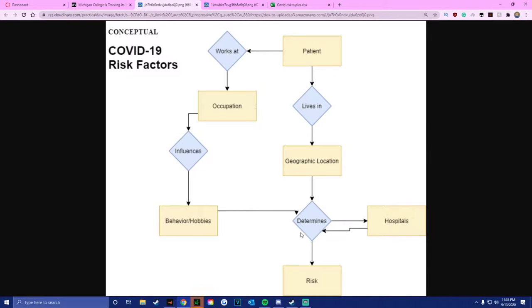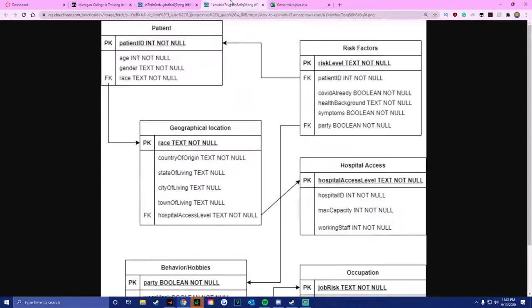Somebody looking at this could just see these all relate to each other, which ends up determining the risk. That would be whether a risk factor number or a status, like how much risk you have. I don't know yet. So then this goes into this ER diagram, which is more in depth, and I'll try to go over and explain this a bit then.